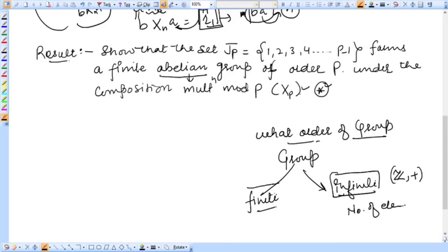Now, finite groups are those groups in which the number of elements is always finite. For example, Zn and Jp. These two are finite groups, I mean to say Jp is a finite group.